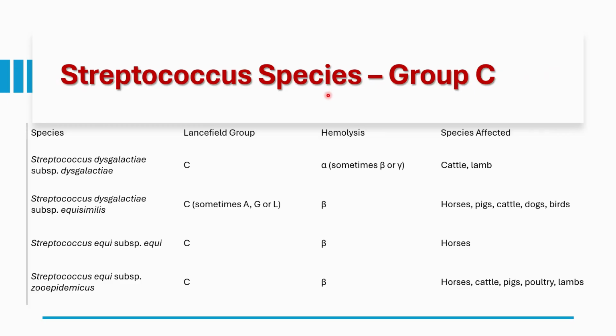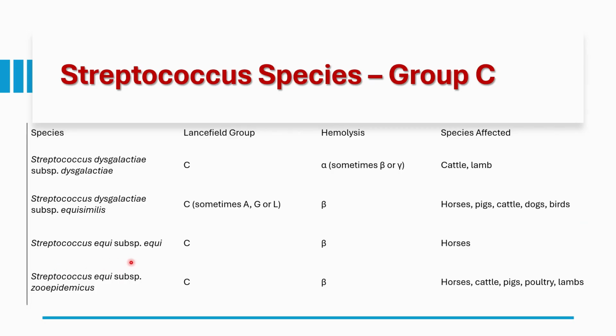Several important veterinary streptococci belong to the Lancefield group C. The first one is Streptococcus dysgalactiae subspecies dysgalactiae. It mostly infects cattle and lamb, producing mainly alpha hemolysis, although other hemolysis patterns may occur, like beta or gamma. Another subspecies, Streptococcus dysgalactiae subspecies equisimilis, usually produces beta hemolysis, which infects a wide range of animals including horses, pigs, cattle, dogs and birds.